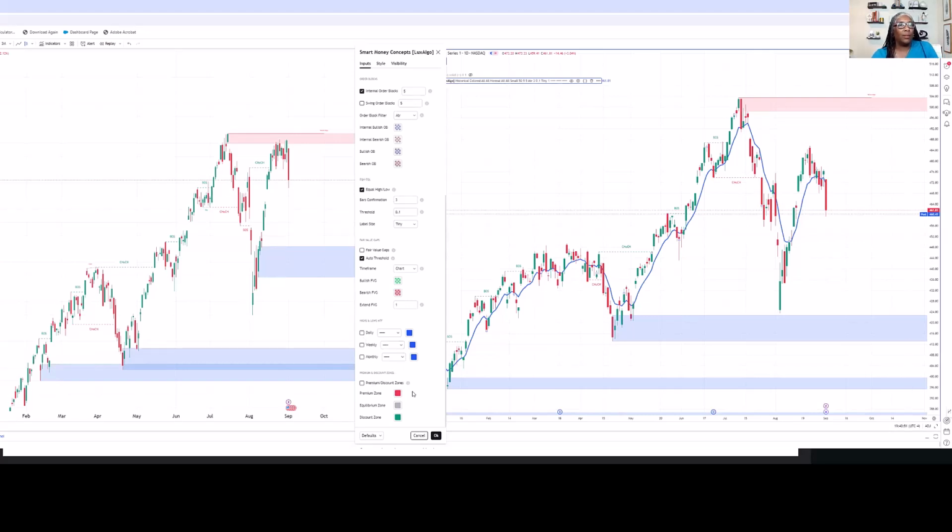And you can have on premium and discount zones. I don't have that on either. Premium, equilibrium zone, which equilibrium would be good to have maybe, and the discount zone. Basically let you know where our price is at a premium, where our price is at equilibrium, and where our price is at a discount. Okay, we can turn that on to see if it does anything.